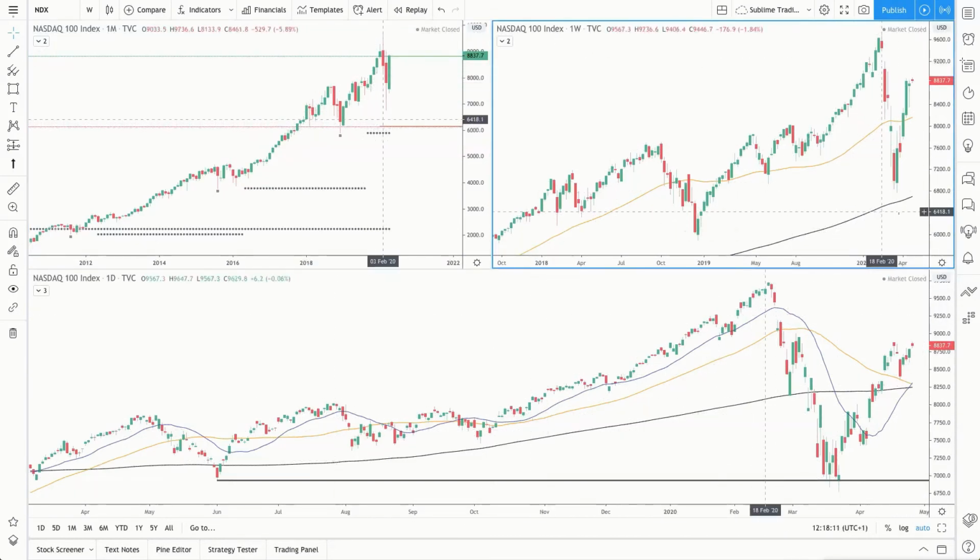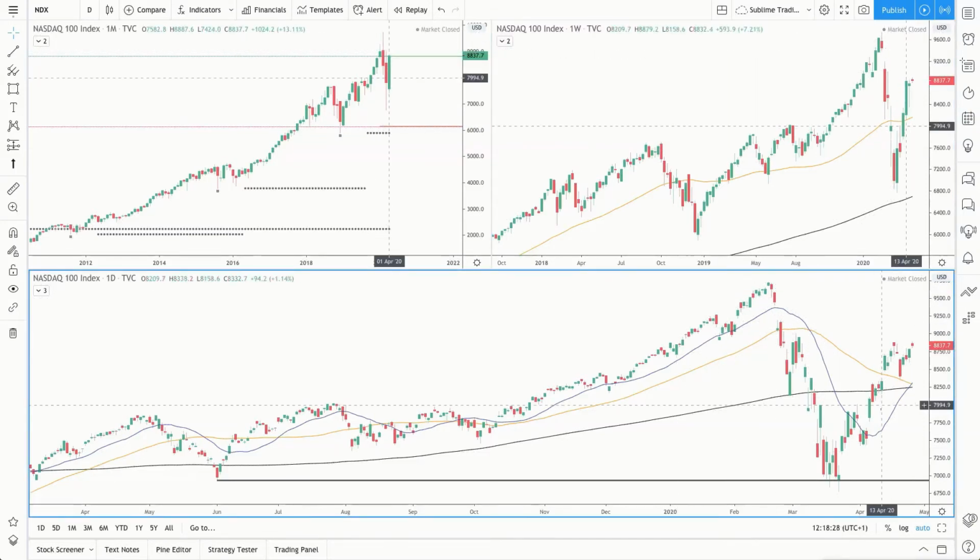On the weekly, price is above the 200 and the 50 simple moving average. This pullback from this bearish move to the downside has really turned into a real bull revival. So it'll be interesting to see whether this move now continues to the all-time high.